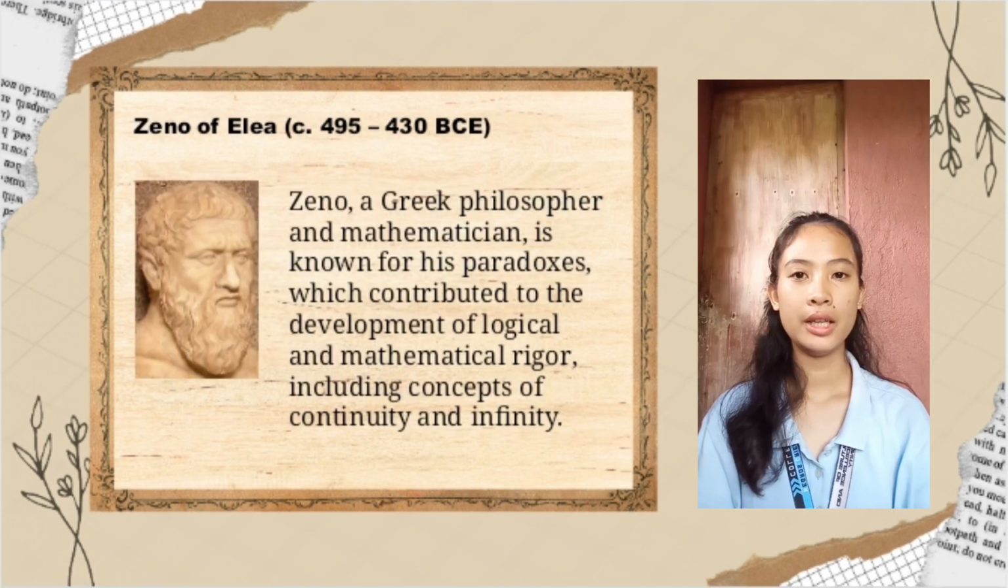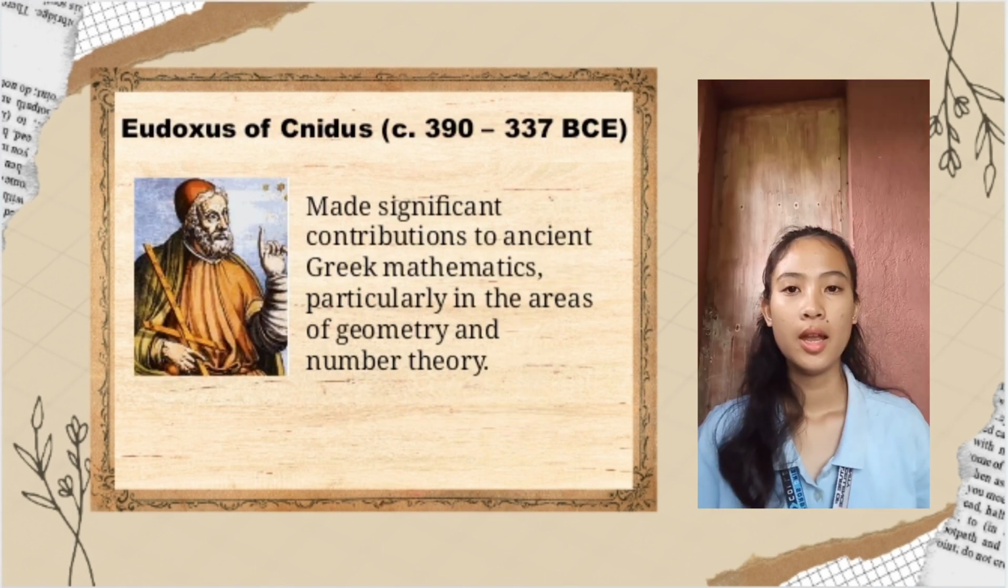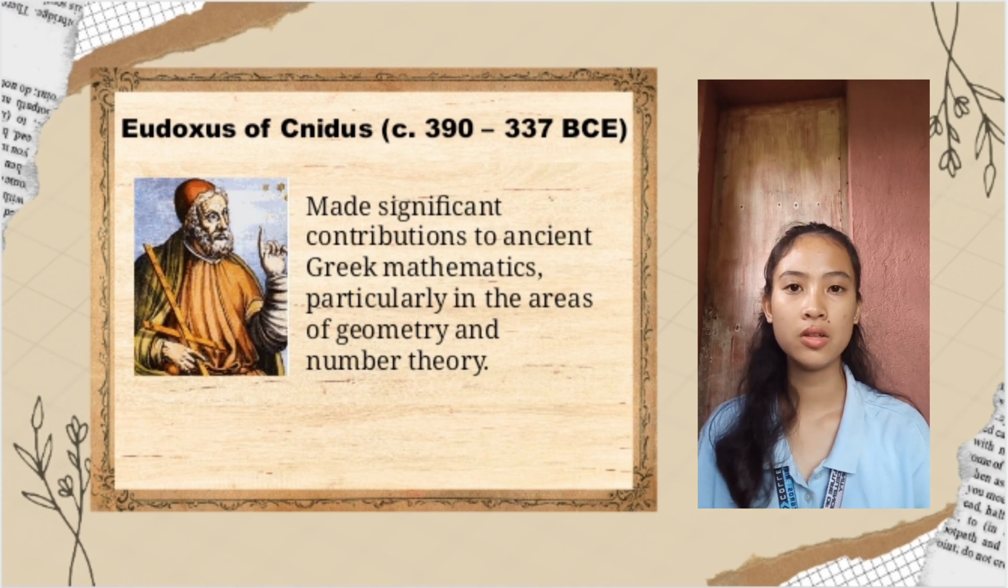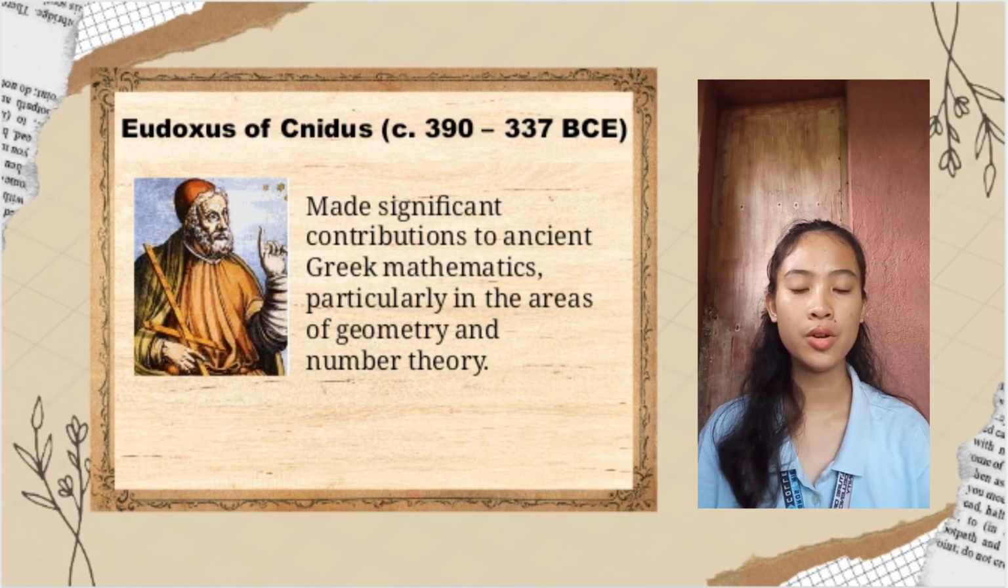In 495 BCE, Zeno of Elea, a Greek philosopher and mathematician, is known for his paradoxes, which contributed to the development of logical and mathematical rigor, including the concept of continuity and infinity. Eudoxus of Cnidus made significant contributions to ancient Greek mathematics, particularly in the areas of geometry and number theory in 319 before Christ era.